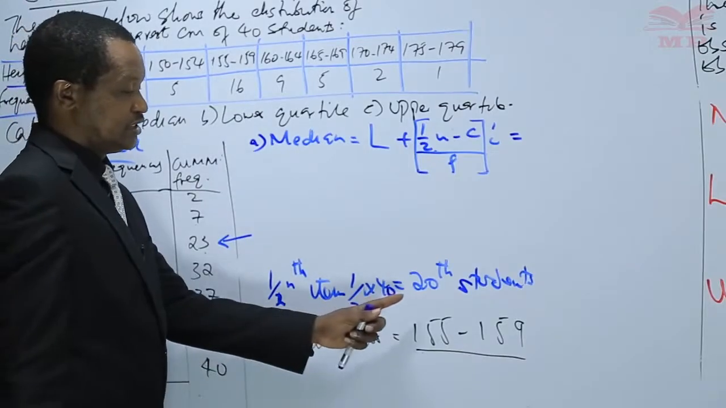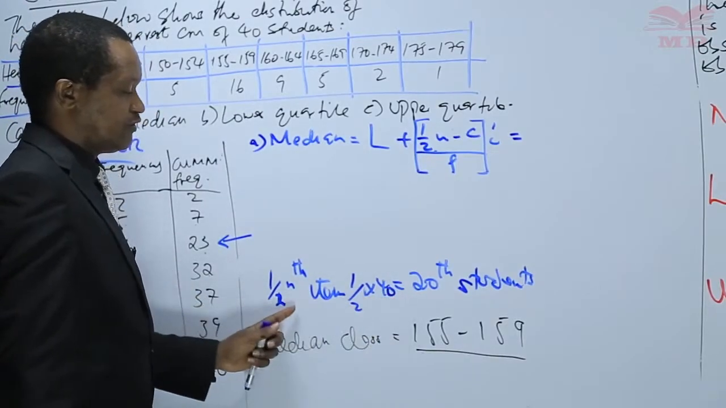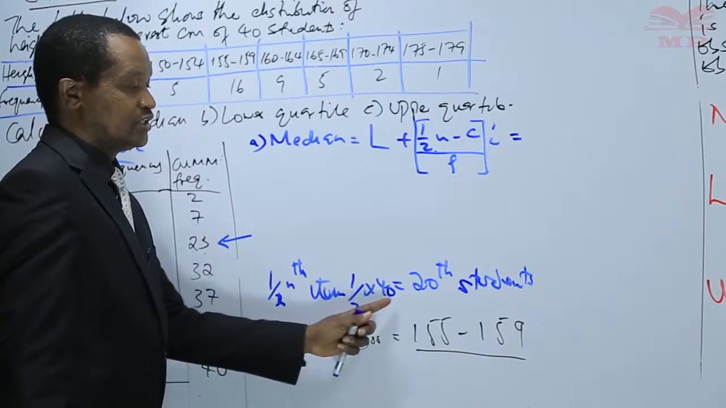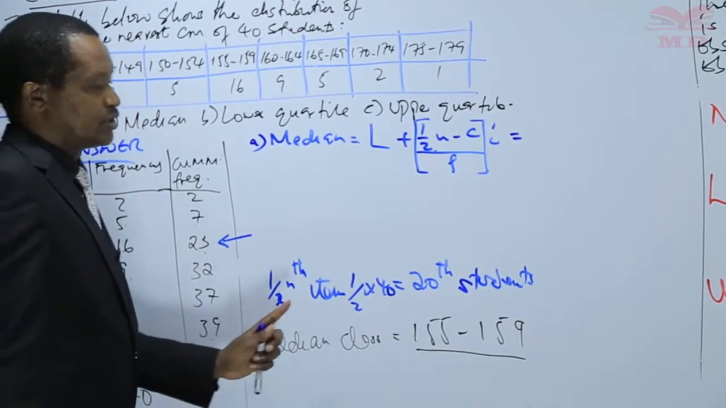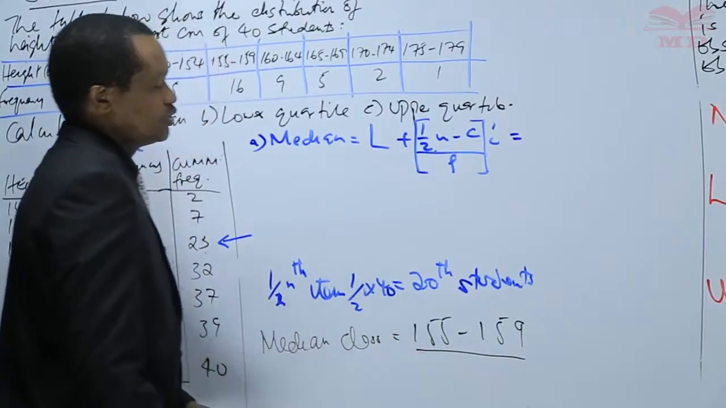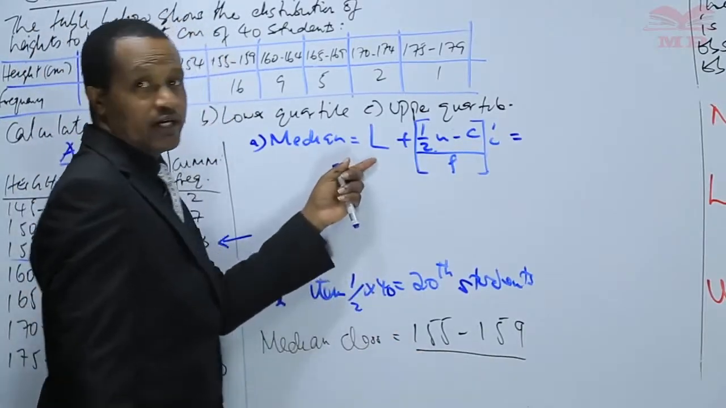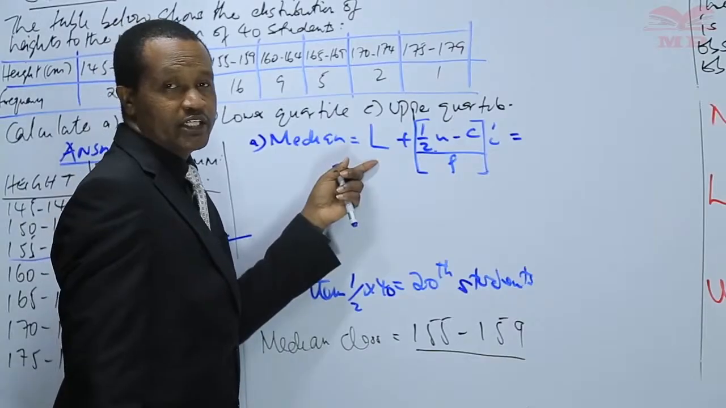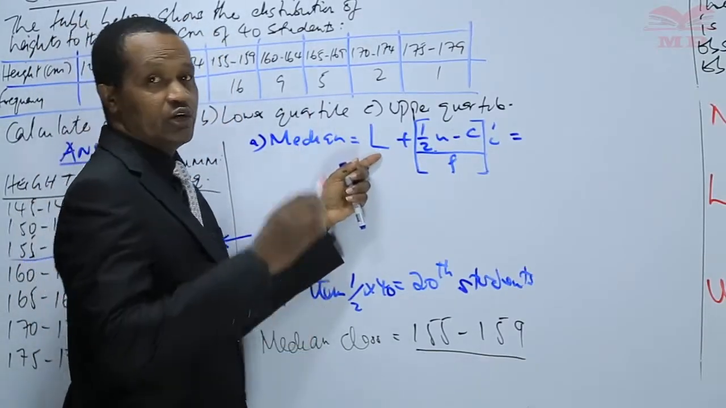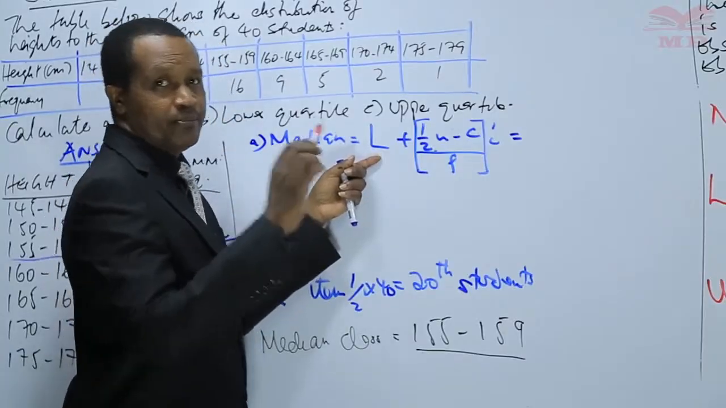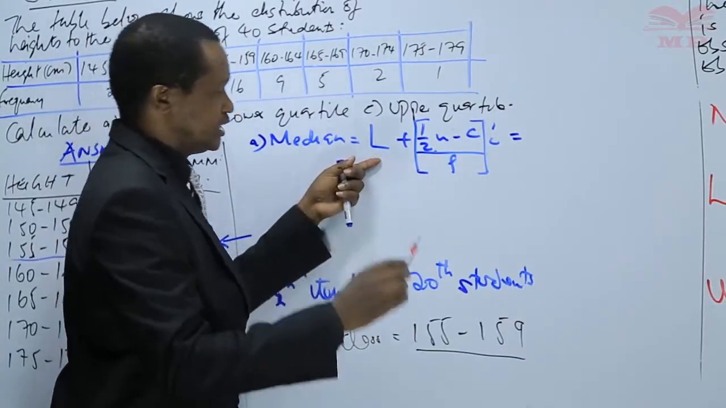You calculate half of the total frequency. That will help you identify the median class, because we need this median class to be able to determine the lower class boundary of the median class. L is the lower class boundary of the median class.